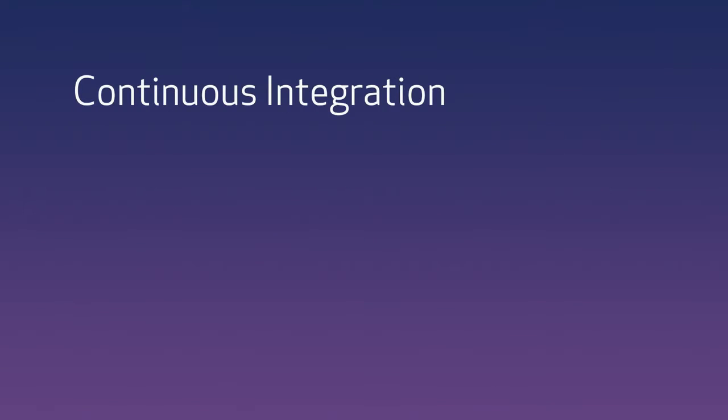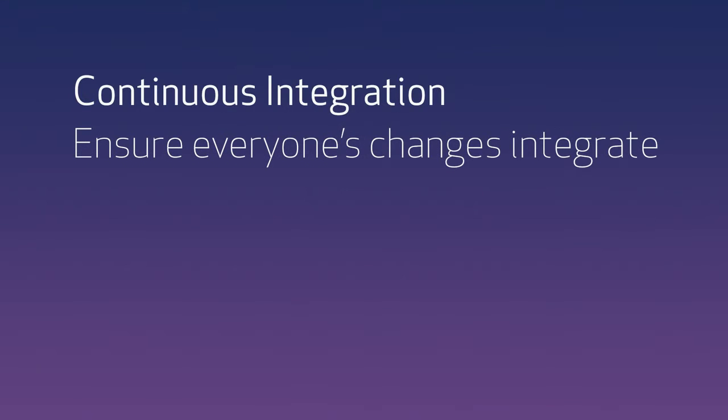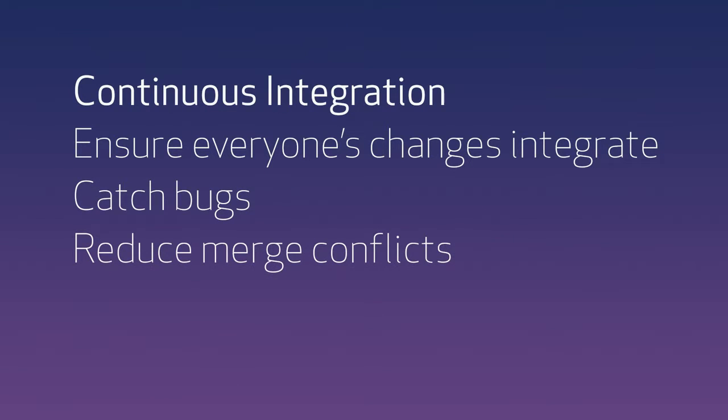Continuous integration, or CI, is a workflow strategy that helps ensure everyone's changes will integrate with the current version of the project. This lets you catch bugs, reduce merge conflicts, and have confidence your software is working. While the details may vary depending on your development environment, most CI systems feature the same basic tools and processes.